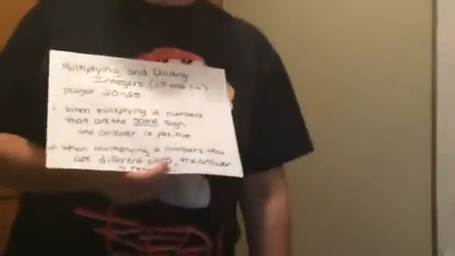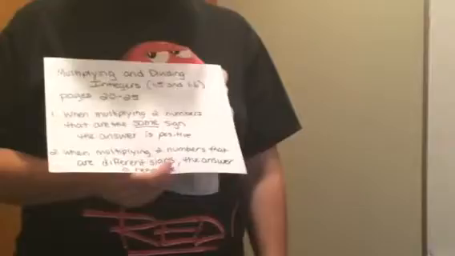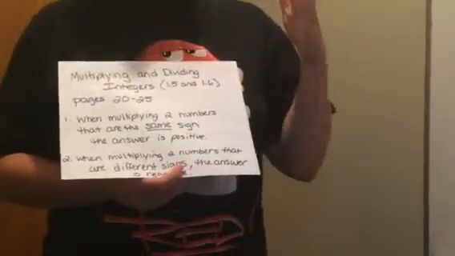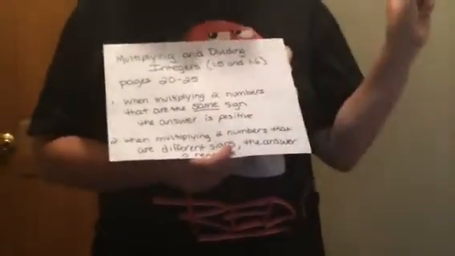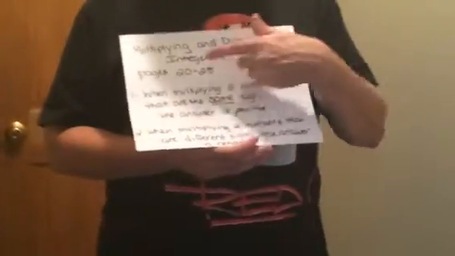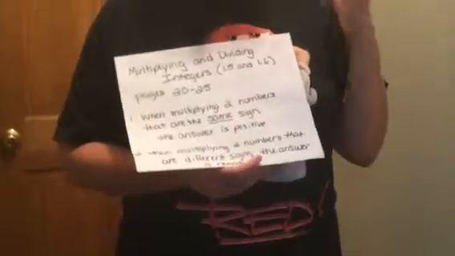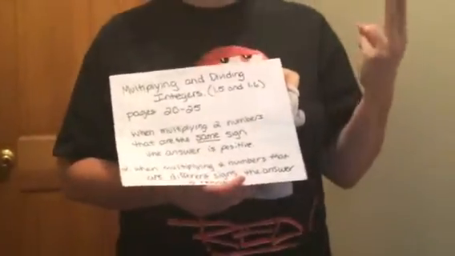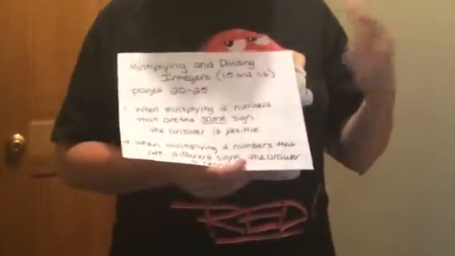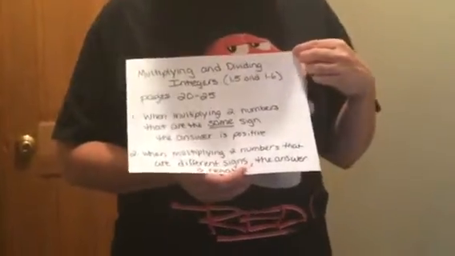Okay, so we're going to talk about multiplying and dividing integers. Those properties that we just went over, I do want those to be written out in your notebook, as well as multiplying and dividing integers. And this is in sections 1.5 and 1.6. We are going to do 2 sections together because they're so much alike. This is from pages 20 to 25.